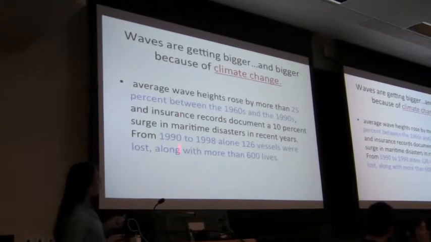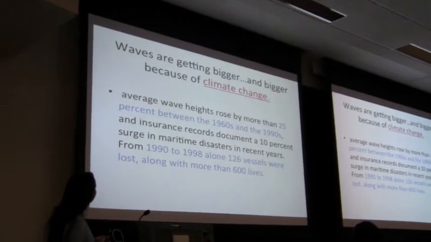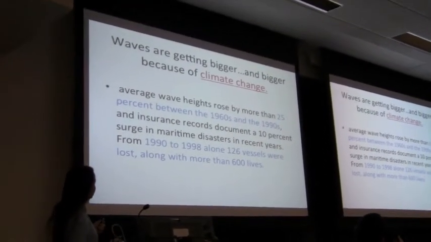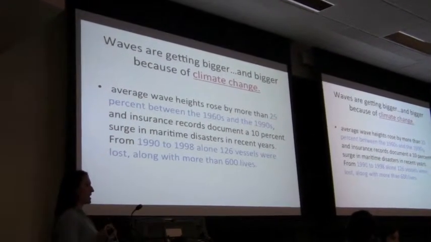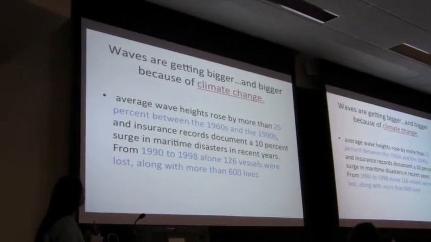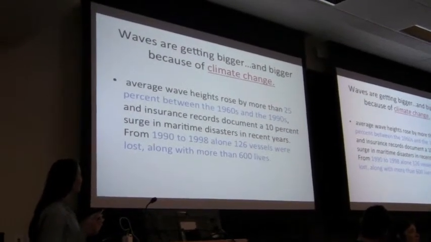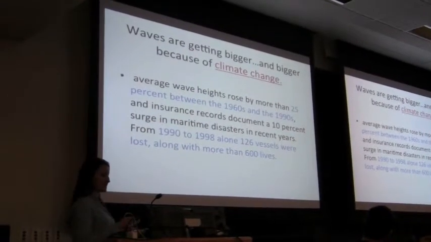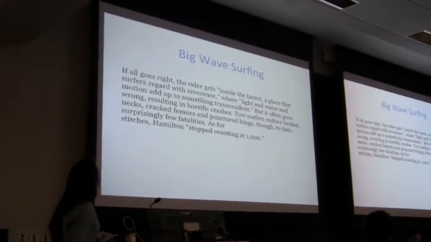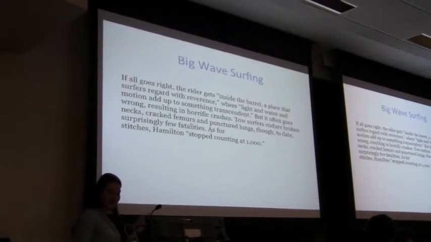Okay, so basically waves are getting bigger and bigger because of climate change. So here's one quote from the book, The Wave. Average wave heights have risen by more than 25% between the 1960s and 1990s. And this also affects shipping and maritime disasters, a huge surge in maritime disasters. From 1990 to 1998 alone, 126 vessels were lost, along with more than 600 lives. And so now to the exciting part of the presentation.